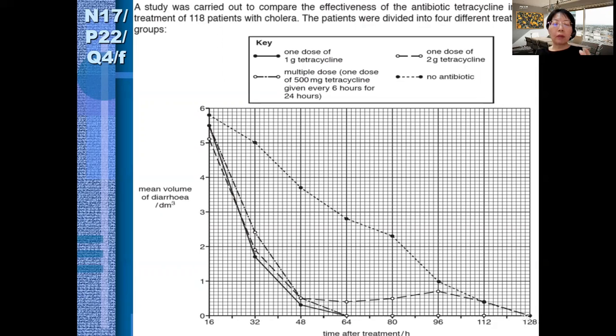So number one is about the graph. So let's look at the question. A study was carried out to compare the effectiveness of antibiotic tetracycline in the treatment of 118 patients with cholera. Okay, and the patients were divided into 4 different treatment groups. So that means out of 118 patients is divided into 4 groups. So each group will be about 30 patients, right? So each group is about 30 patients or slightly less than 30.